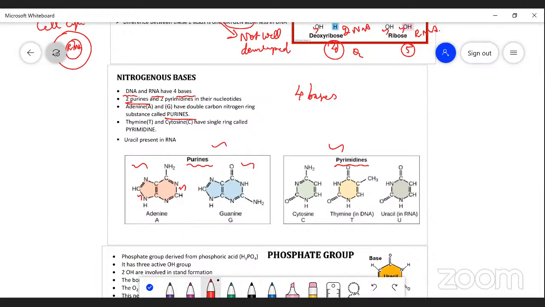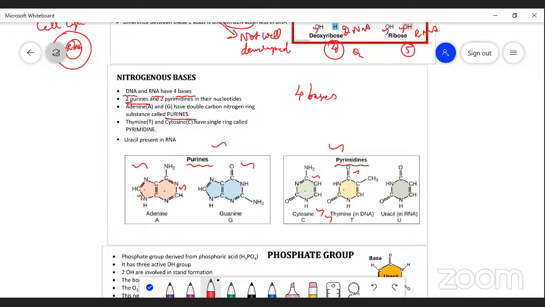Next, thymine and cytosine have a single carbon nitrogen ring. So it is called the pyrimidine. So remember it. There are 4 bases in the nucleotide. Out of 4 bases, 2 bases are purine and another 2 bases are pyrimidines. Adenine and guanine have a double carbon nitrogen ring. That is purine. Thymine and cytosine have a single ring, called pyrimidines.